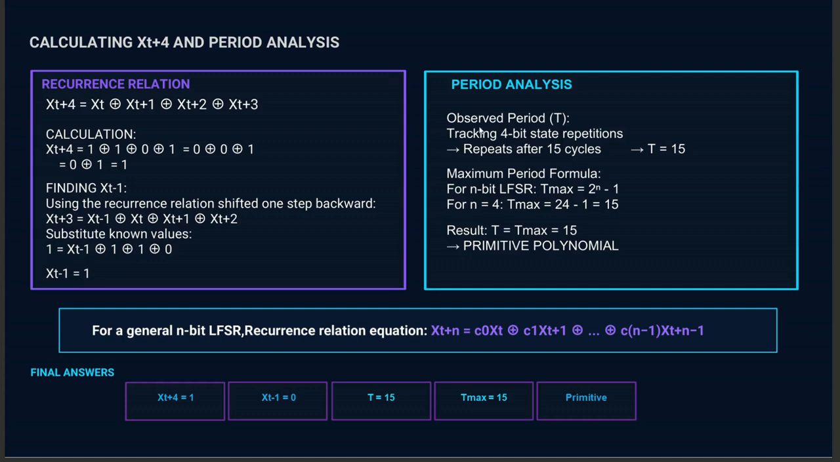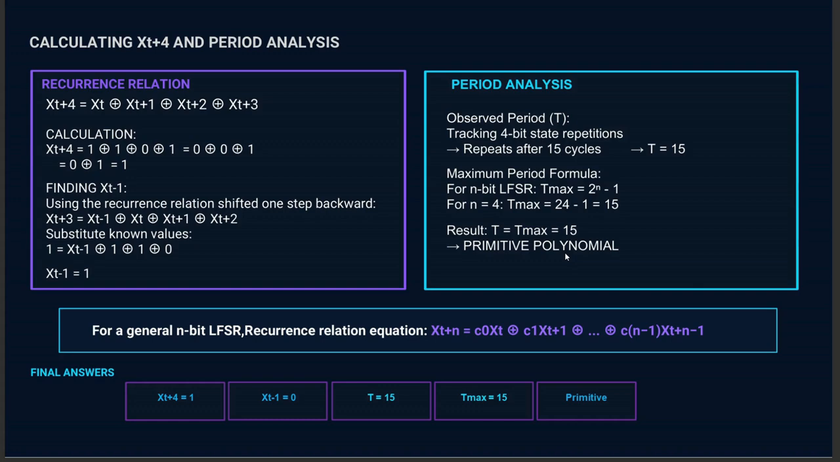Now let us analyze the period of the LFSR. The time period T means after how many cycles does the sequence repeat itself again. For a properly designed LFSR, the state can cycle through many different combinations before repeating. For an n-bit LFSR, the maximum possible time period is T max, that is 2 raised to n minus 1. Since this is a 4-bit LFSR, T max is equal to 2 raised to 4 minus 1, 16 minus 1, which is 15. After analyzing the state repetition, we observe that the sequence repeats after 15 cycles, so T is 15.